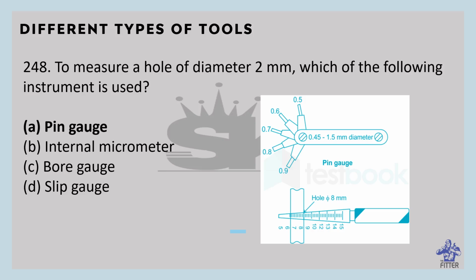So you can observe here different diameters of the pin gauges, and in the second image, the varying types of pin gauge. By inserting the gauge into the hole, the dimensions are given here, right? So by looking at the dimension, we will decide the diameter of the hole.